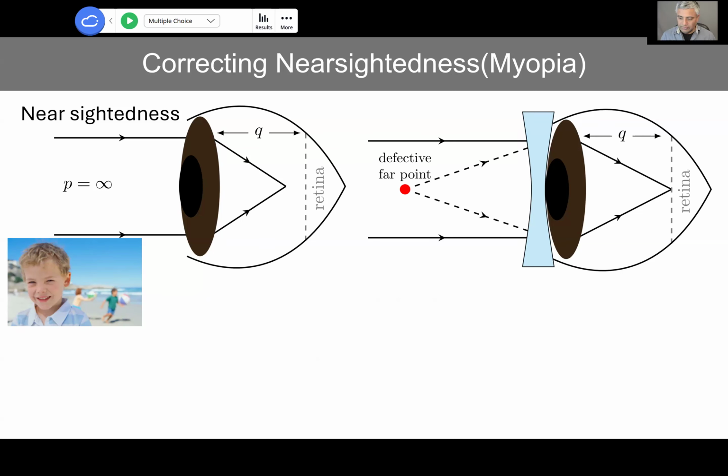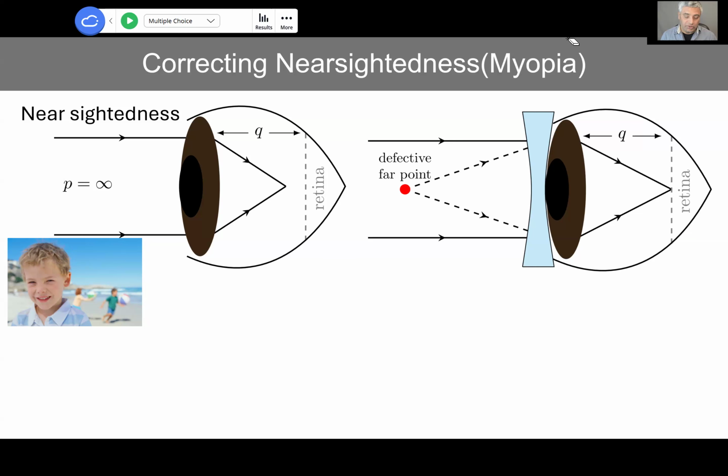Okay folks, welcome back. We're talking about two kinds of defect in this class. One is called nearsightedness, and another one is farsightedness. Nearsightedness is also called myopia.